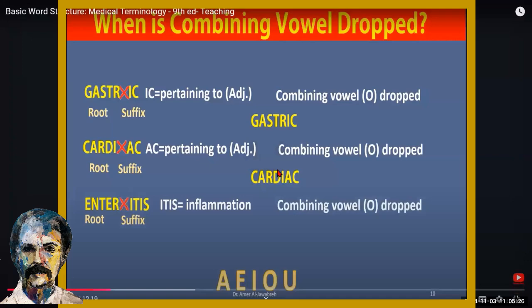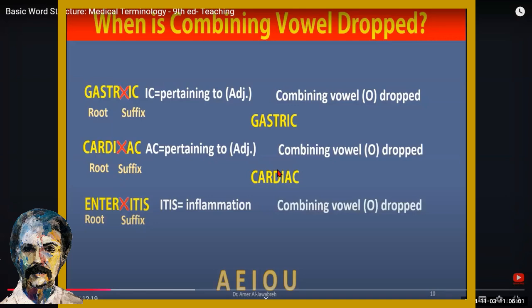So if you look here at the three examples: gastric, cardiac, and enteritis. What is common here? There's something common here that makes us not need the O. Get rid of the O. What is it? Layan? Well done, Layan. So when the suffix starts with a vowel, then you don't need the O, the other vowel. When the suffix, only the suffix.